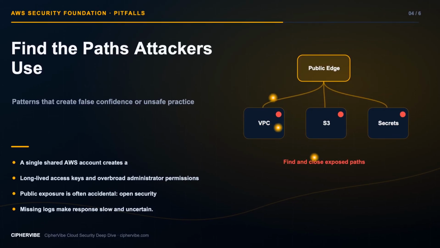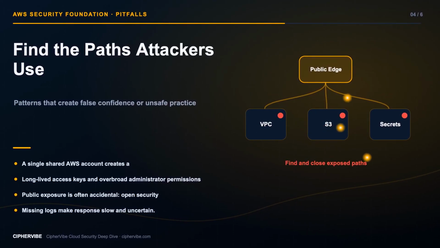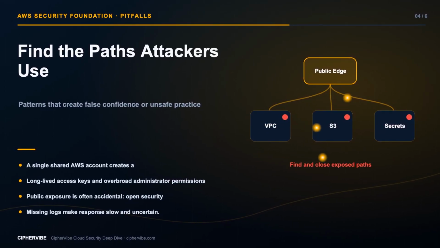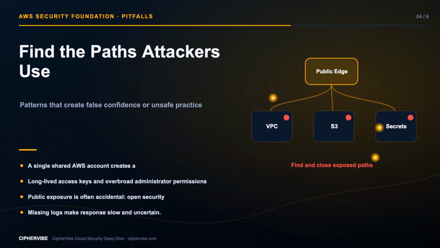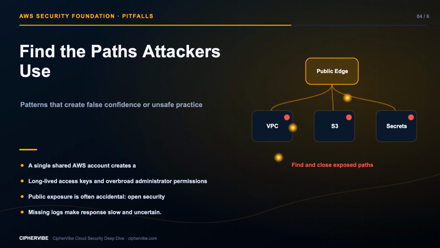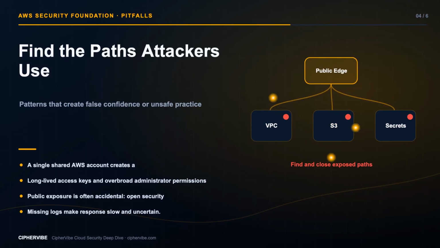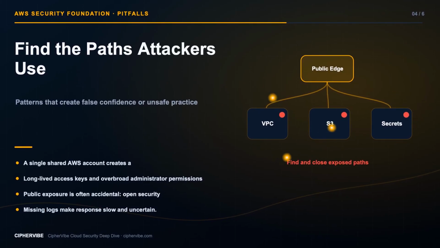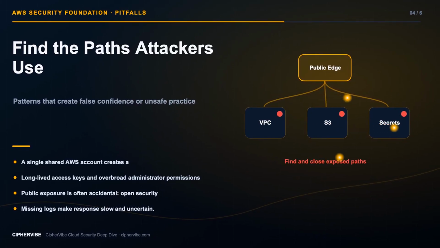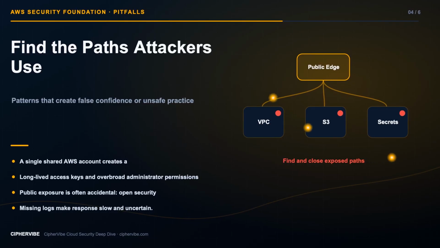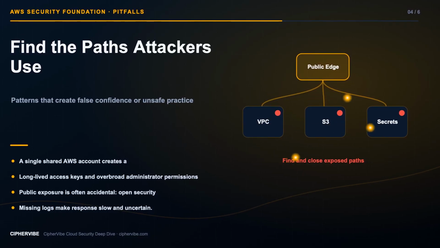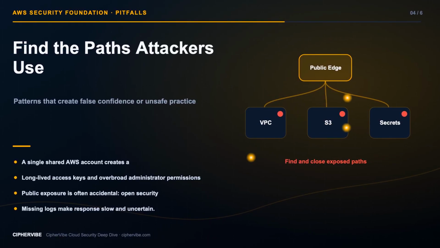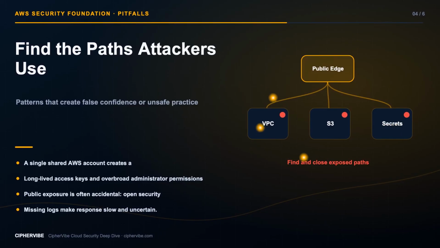entry points. Fourth, missing logs make response slow and uncertain. If CloudTrail, Config, DNS, VPC flow logs, application logs, and security findings are incomplete or mutable, defenders may not be able to reconstruct what happened. Fifth, security services can be enabled but ignored. GuardDuty, Security Hub, Inspector, and Access Analyzer need ownership, routing, severity rules, response playbooks, and regular review. Sixth, backups, KMS keys, and secrets can become recovery blockers if they are not protected from the same identities and accounts that an attacker may compromise.